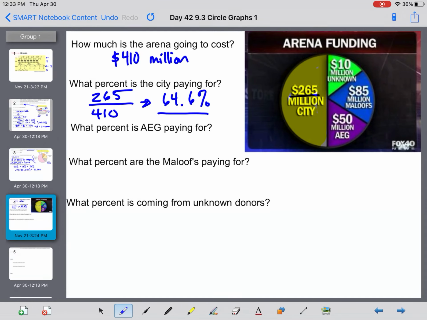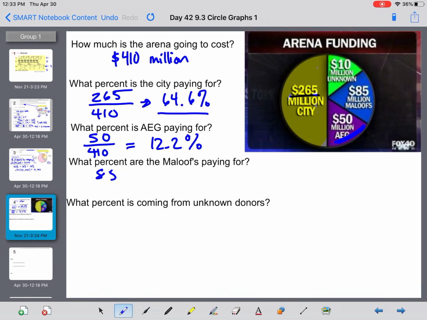What percent is AEG paying for? So AEG is going to pay 50 million out of the total of 410. So let's figure out what that percentage is going to be. And if I type that in, I get about 12.2% that AEG is going to be paying for. And if I'm looking here, I'm expecting 12% to be pretty close to about 10% or so. And it definitely looks like it's a bigger wedge than what they're actually paying for.